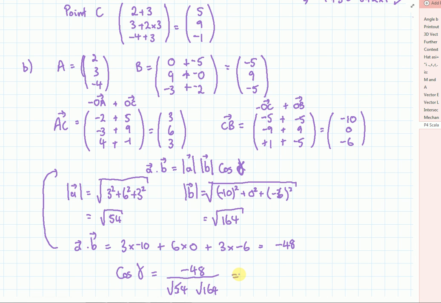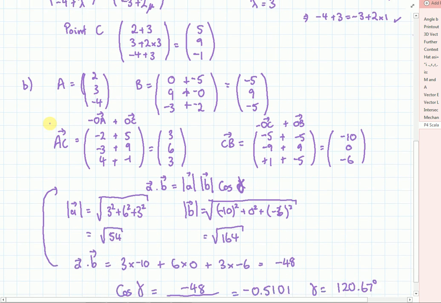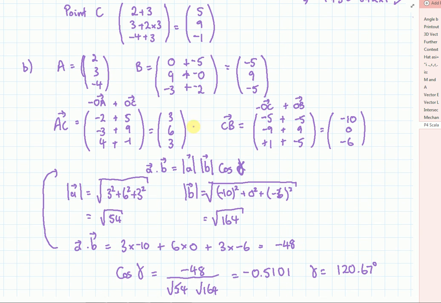Minus 48 divided by the square root of 2.64 would be minus 0.51. And that tells me the alpha, which is shift cos of that number, is 160.67, 20.67 degrees. I think they asked for 2 decimal places. Yes, they did.